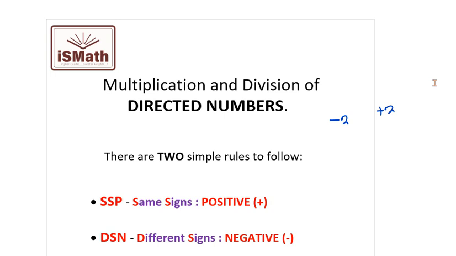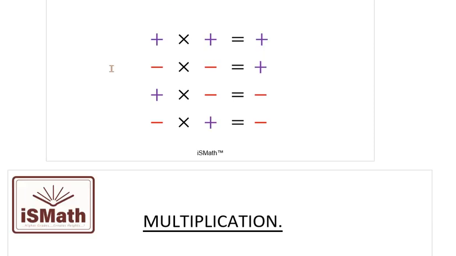So the rules will remain the same. When directed numbers with same signs multiply each other, the answer would be a positive number. When directed numbers that have different signs multiply or divide each other, the answer would be negative. Now you look at this rule. We'll be applying this rule in order to be able to answer these questions.